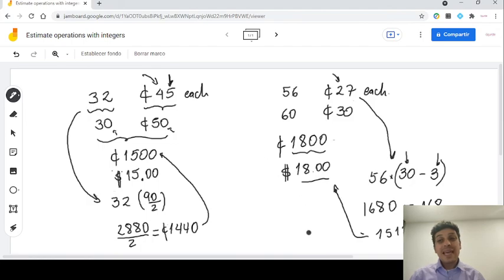So in this video, we just saw two things. The first one is how to estimate multiplications using integers. And the second is we saw a few strategies, there are many strategies of how to multiply the numbers to check our answer maybe in your brain.